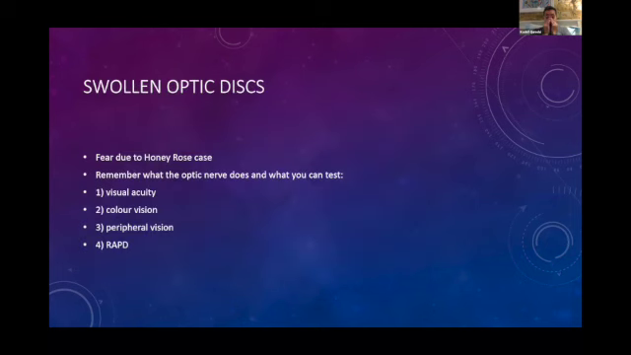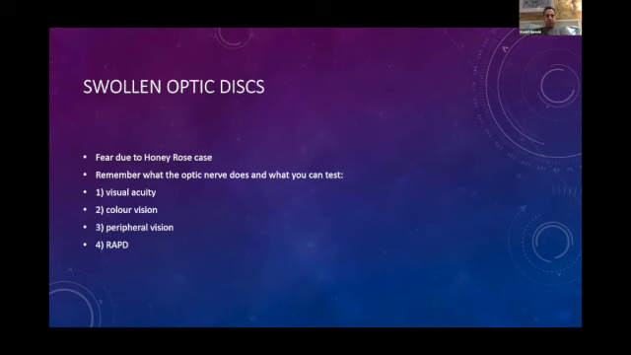Swollen optic discs. So I know there's a huge amount of fear in optometry, understandably, about swollen optic discs because of the Honey Rose case. But remember, Honey Rose got sent down because she didn't look at the pictures, and she said she did. The kid did have very swollen discs, and she didn't examine him, and she took photographs, then didn't look at them, and that's why she got into so much trouble. The sentence was completely unjustified, of course, but it does now petrify everyone about missing a swollen optic disc.